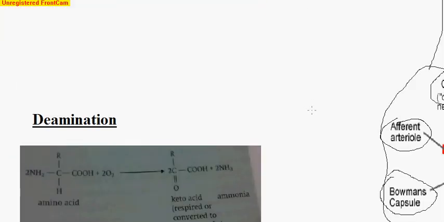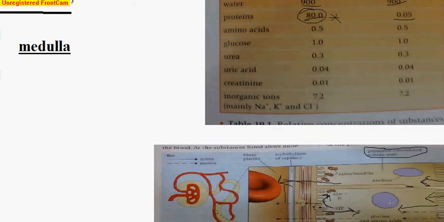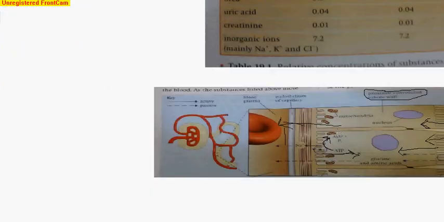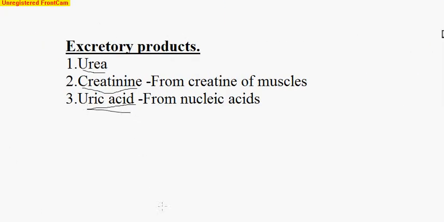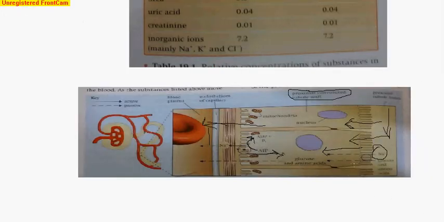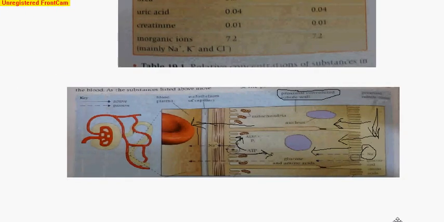But if it does not move back, it means it's going out of the body. So it's good if an excretory product does not move back. In this case, creatinine and uric acid do not move back, so they do not go back to the blood, they go directly out. So creatinine and uric acid go out of the body. So hopefully that's clear.